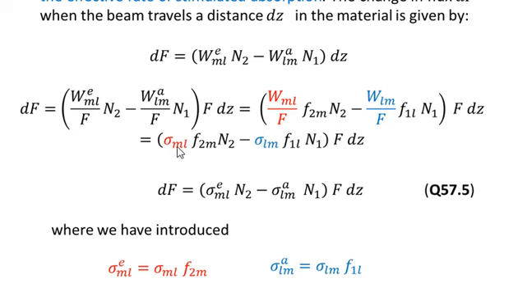Then we can write sigma ML multiplied by F2M as sigma MLE, and we have also written sigma LM into F1L as sigma LMA. So these two terms have been replaced by sigma LMA. So we have now defined the change in flux when a beam of light passes through the material as dF equal to sigma MLE into N2 minus sigma LMA into N1, and this whole parenthesis is multiplied by the total flux F and the distance dz, as shown in equation number 5.